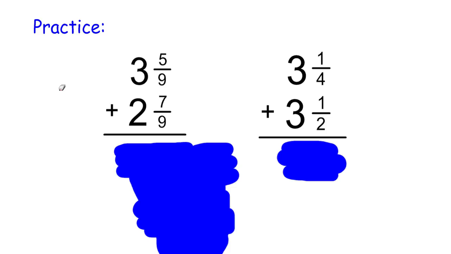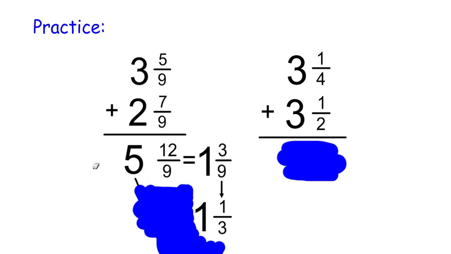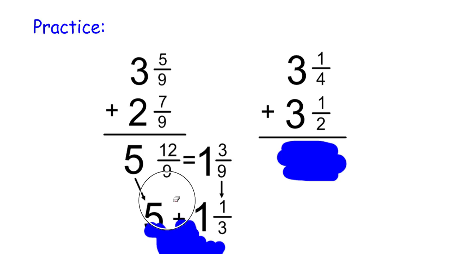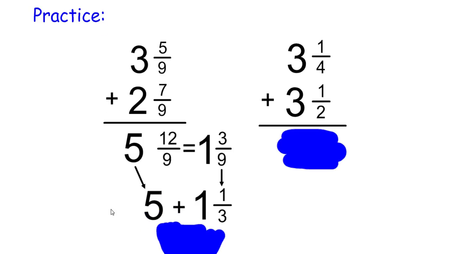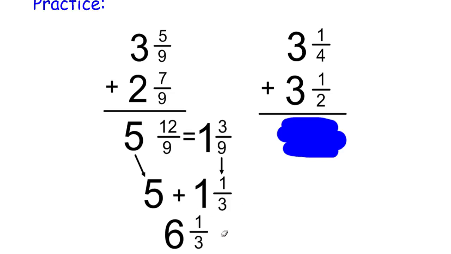Let's get a little bit harder. Here we go. Well, this one, we at least have a like denominator, so let's try to solve this first. Add the fraction part, and we get 12/9, which is converted to 1 3/9, which is actually equal to 1 1/3. When we add the whole numbers, we get 5. And then we need to find the sum of those numbers, and we get 5 plus 1 1/3, which equals 6 1/3.